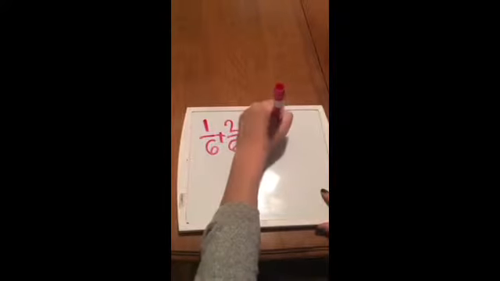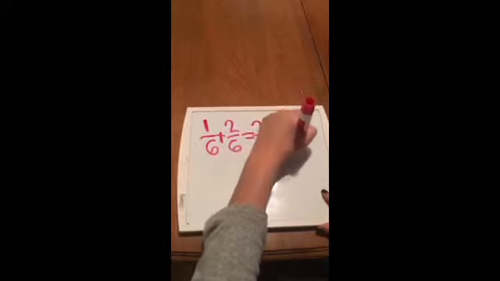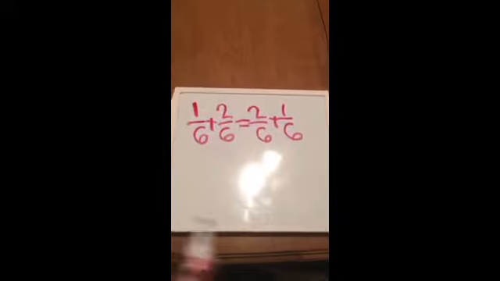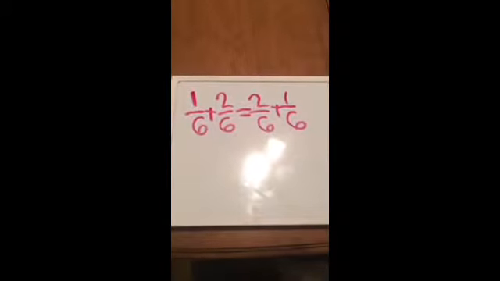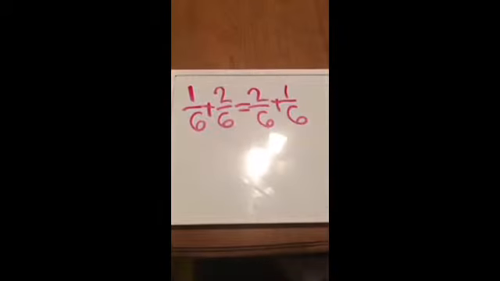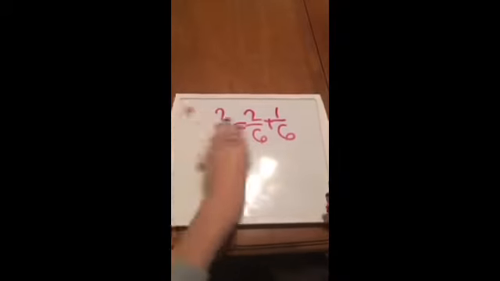And then the last thing I want to talk about is that adding fractions follows the same property as the commutative property of addition. And so that means that 1 over 6 plus 2 over 6 is going to equal the same thing as 2 over 6 plus 1 over 6. So it doesn't matter which way you add them. Either way, you're still going to get the same answer, just like in regular addition.